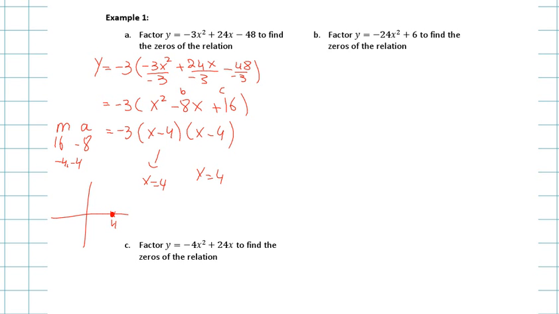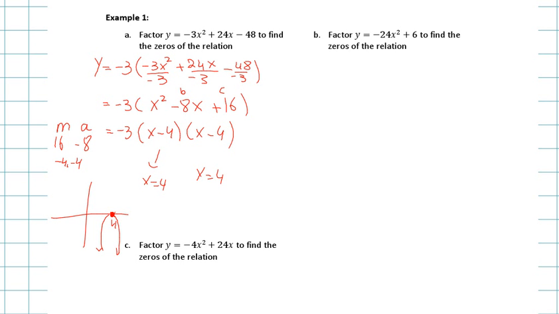How did I know it's open down? I got the negative in front of the 3. So the A is negative, right? And remember, negative goes down. So this is one of your cases where you will only have 1 0.